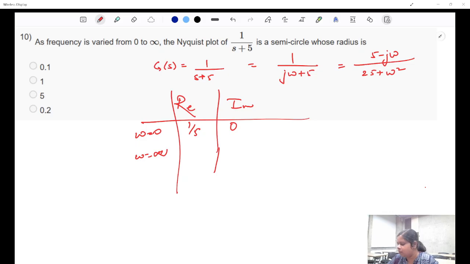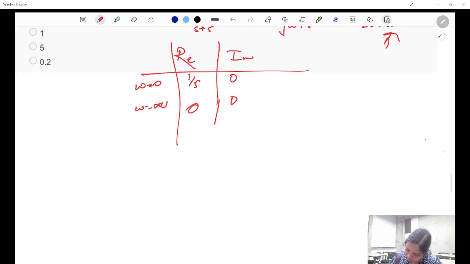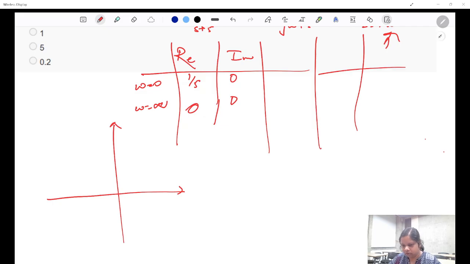Okay, so for omega equal to infinity, what would be the case? Since it's 5 upon 25 plus omega square, when you substitute omega to be infinity, it's going to be 0. And for the imaginary part as well, it is going to be 0. When you plot it, you should find the magnitude and the angle, and from there you will see that you get 0 degree and minus 90 degree for the angle. That is important.